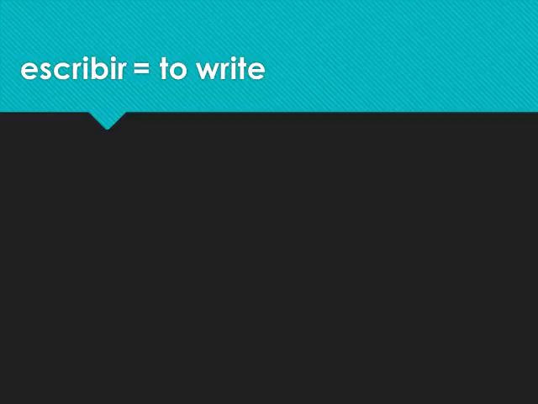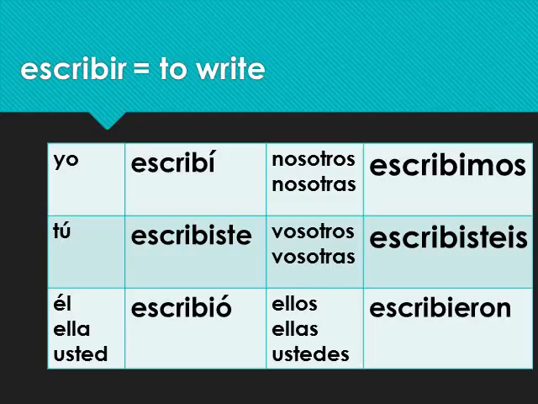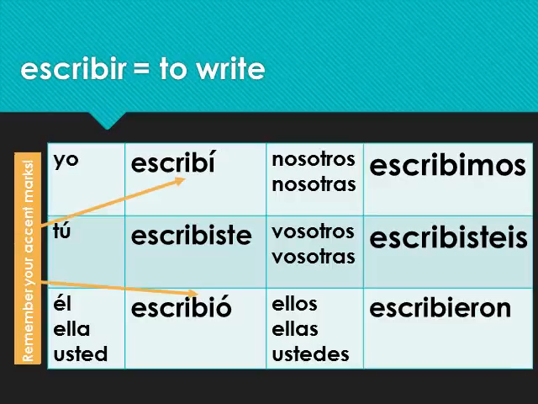Okay, escribir. Let's look at escribir. Escribir means to write. This is what it looks like conjugated in the preterite tense. So, the yo form is escribí, tú escribiste, él escribió, nosotros escribimos, vosotros escribisteis, and ellos escribieron. Okay, same endings as comer and escribir. Don't forget your accent marks in the yo form and in the él, ella, usted form.